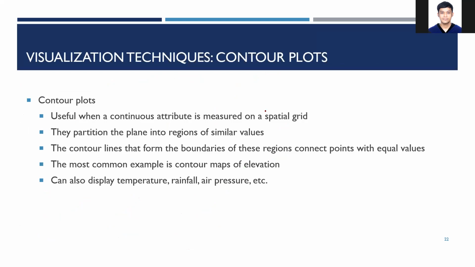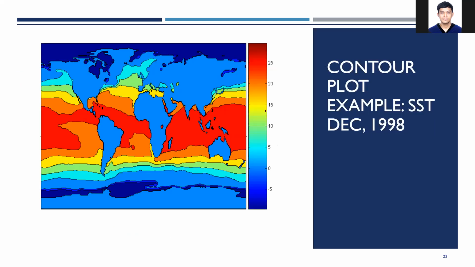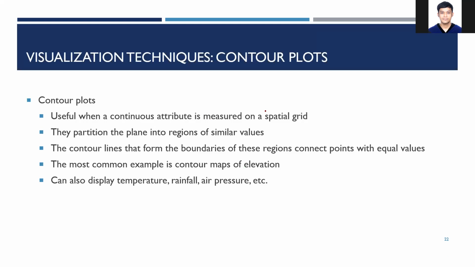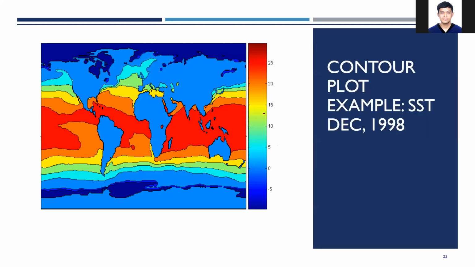Okay. Another technique to visualize the data, we can also use contour plots. So contour plots. This one, for example, this is one example of a contour plot. Yeah. The contour plot is useful when a continuous attribute is measured on a spatial grid. Spatial grid means like this, for example, a difference at each location. So we talk about different locations.